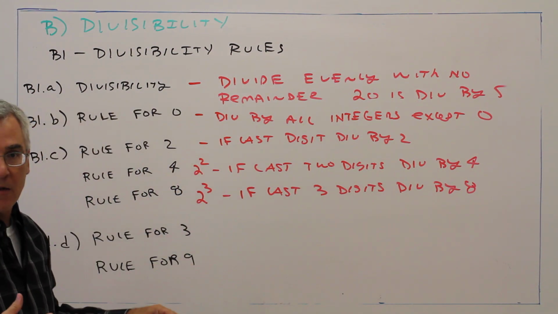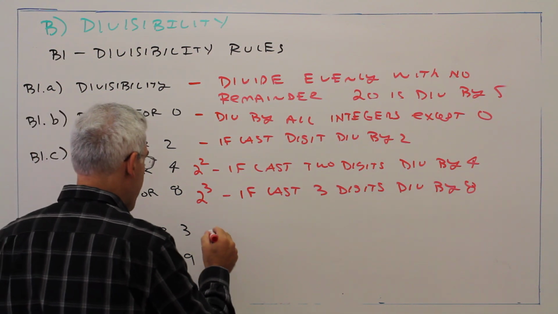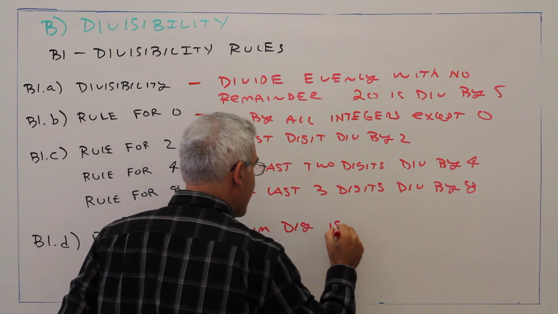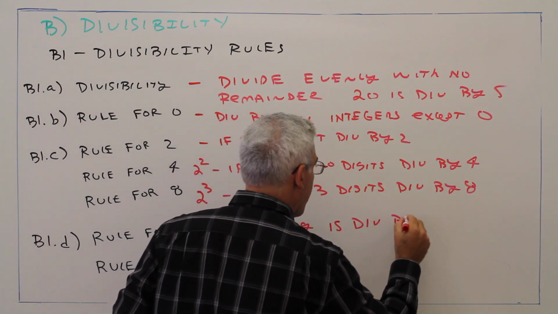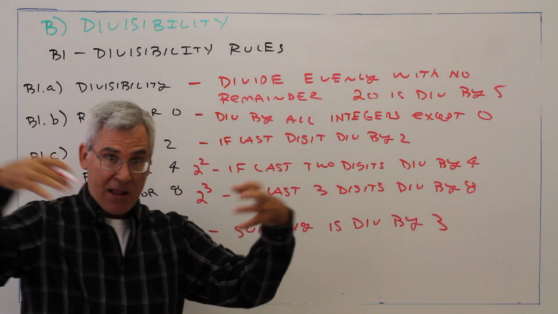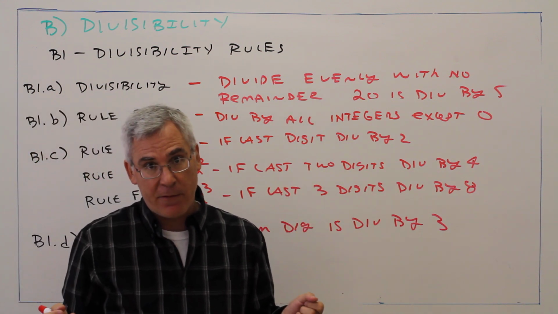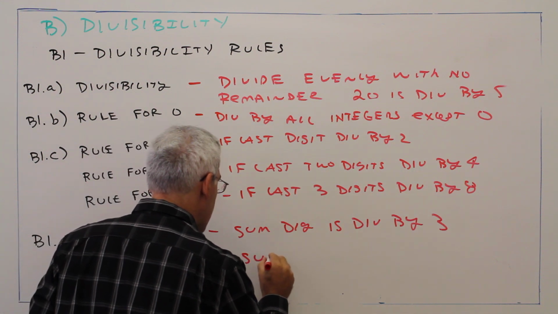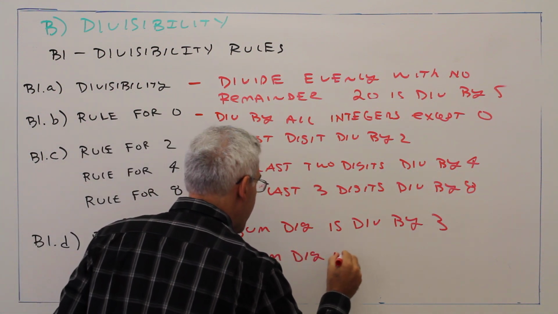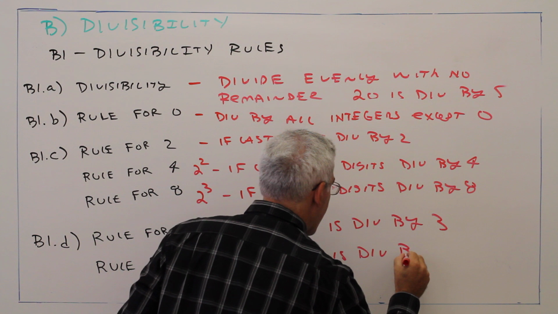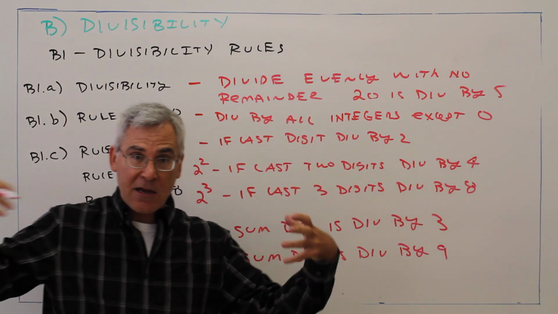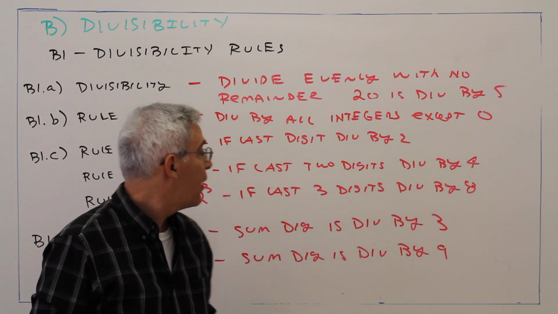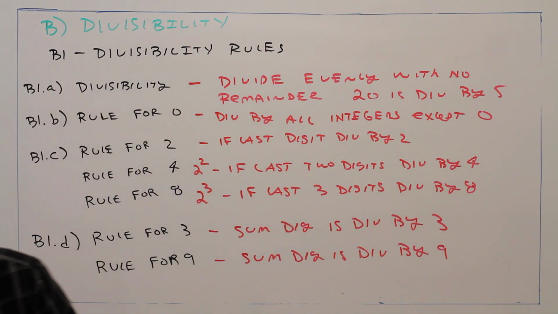I grouped 3 and 9 together. They're a similar pattern. For 3, if the sum of the digits is divisible by 3, then the entire number is divisible by 3. And for 9, if the sum of the digits is divisible by 9, then the entire number is divisible by 9. I've got a few more I didn't have room, so I'll have to erase.